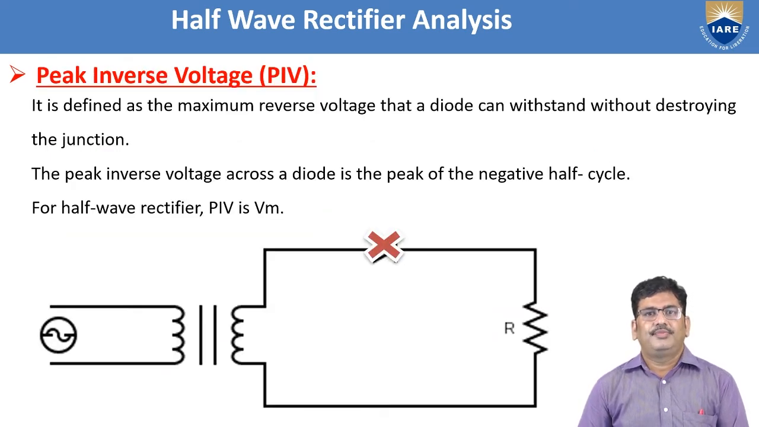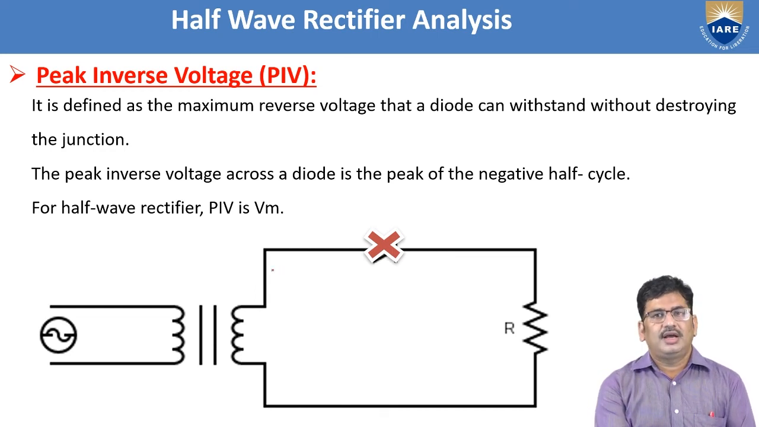The next parameter for rectifier analysis is peak inverse voltage. It is defined as the maximum reverse voltage that a diode can withstand without destroying the junction. The peak inverse voltage across the diode is the peak of the negative off cycle for a half-wave rectifier. So we will see, during the negative off cycle, node A is negative. Here we are going to have the maximum voltage equivalent to Vm.